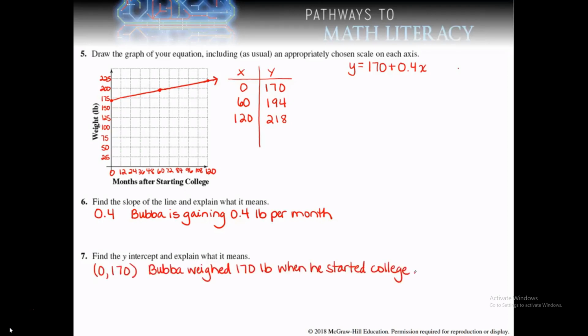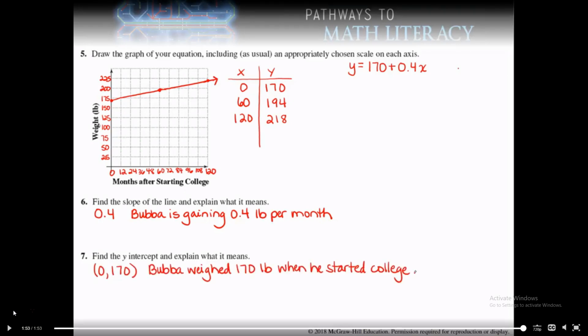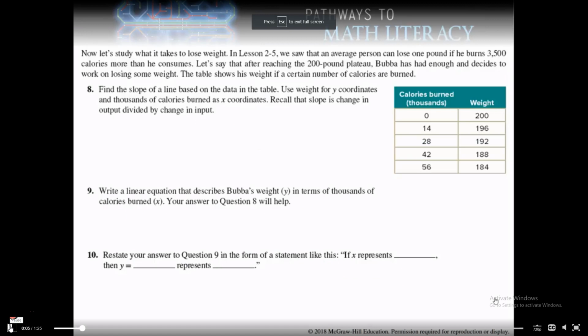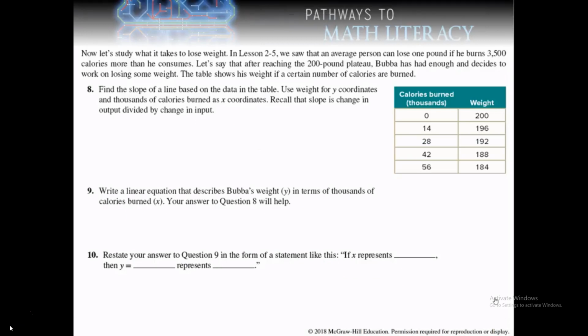So now instead of weight gain, we're going to look at weight loss, and we're given a table with number of calories burned and weight. Question 8 wants us to find the slope of the line. So we'll pick 2 points or 2 rows from this table, and we'll start by subtracting the y values. So 196 minus 200, and then we'll divide that by the difference in the x values, so 14 minus 0. So that's going to give us negative 4 over 14, which reduces to negative 2 over 7.